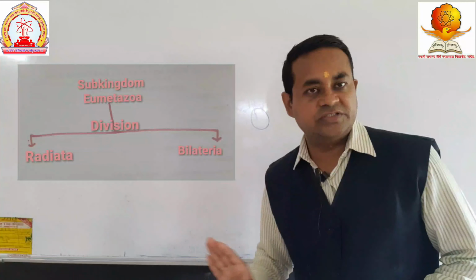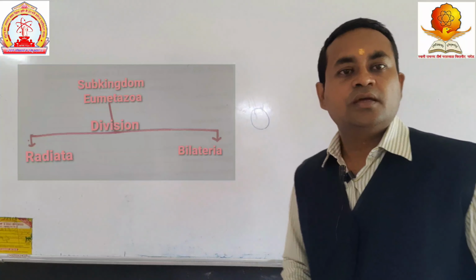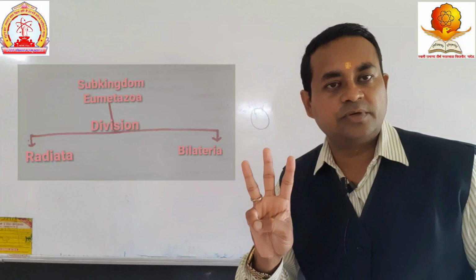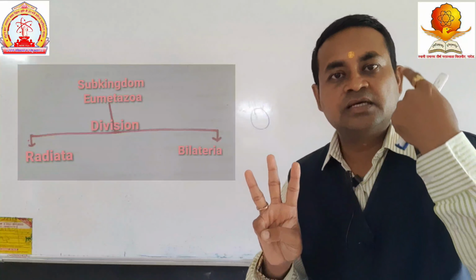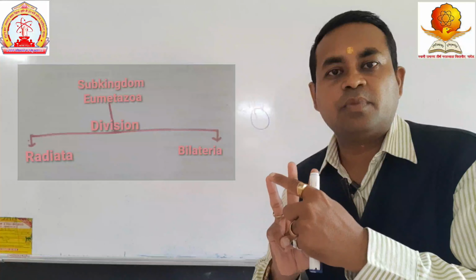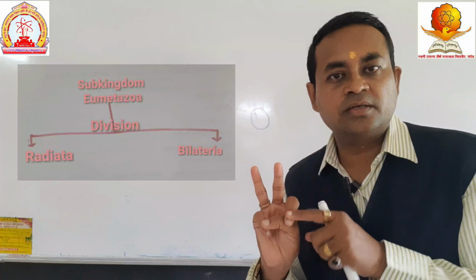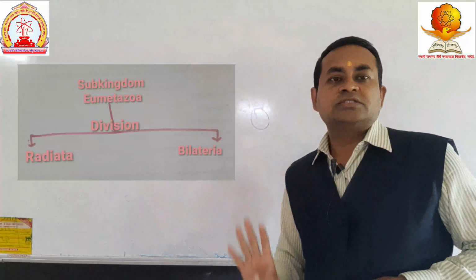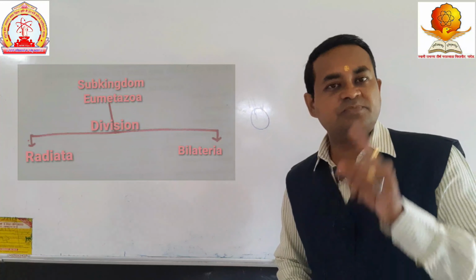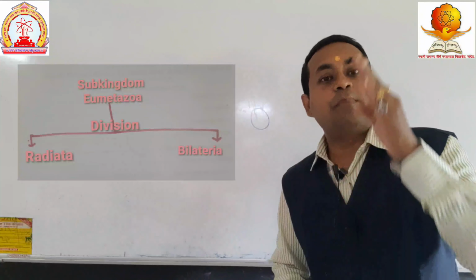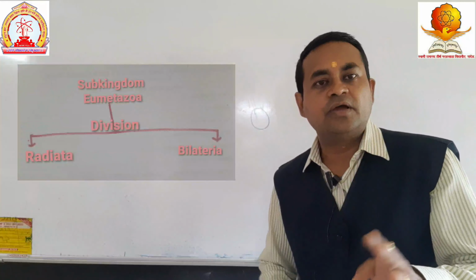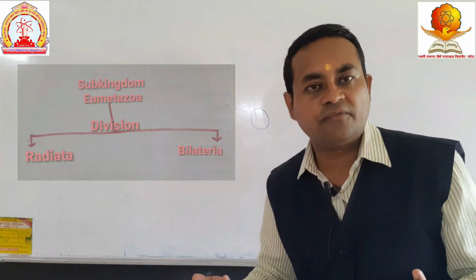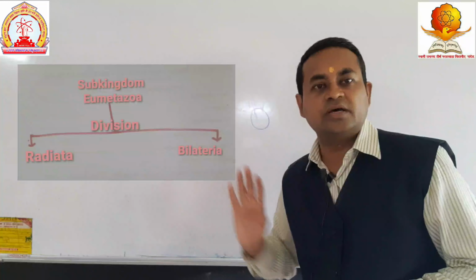This bilateria division is again divided into three subdivisions. First one is the acoelomate, then pseudocoelomate and coelomate. These are the three important subdivisions of the bilateria. And bilateria means bilateral symmetry, meaning the animal can be cut into two equal halves. Animals that form two equal halves when cut bilaterally are included in the bilateria.